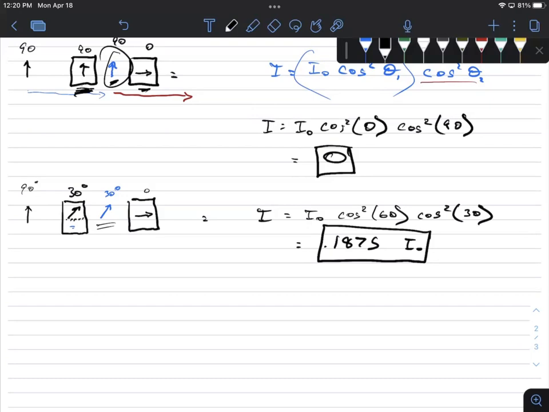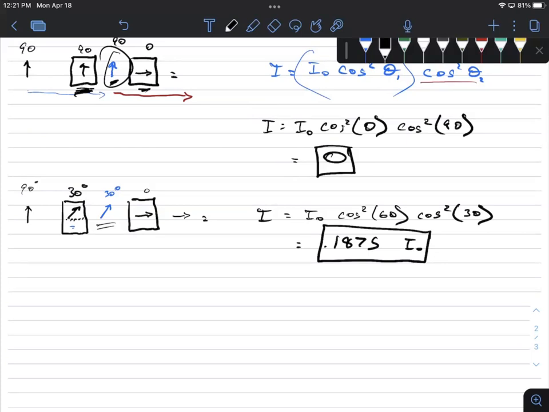And now that new light has to make it through the next filter. And of course, once it makes it through there, this light is now polarized in the direction of the new filter, in this case, 0 degrees horizontally. And so on. I could have 3 filters, 4 filters, however many I want. All I would do is multiply on more cosines.